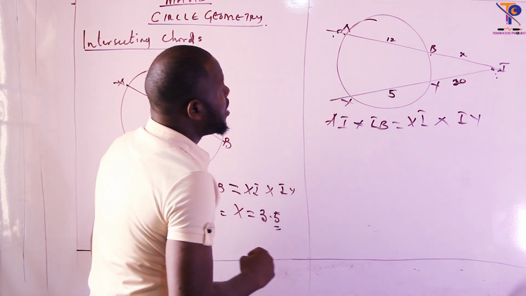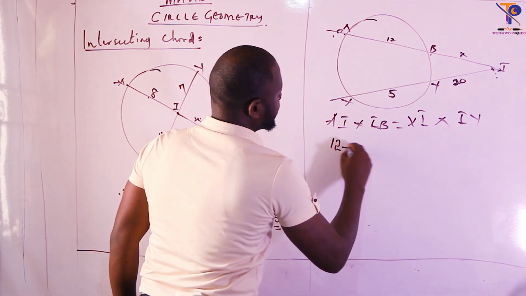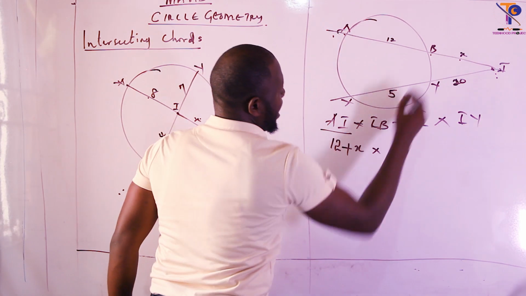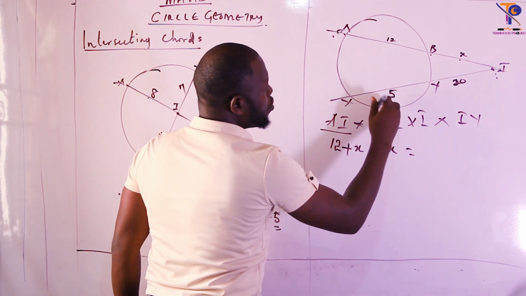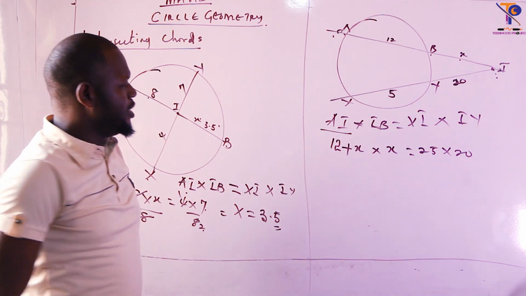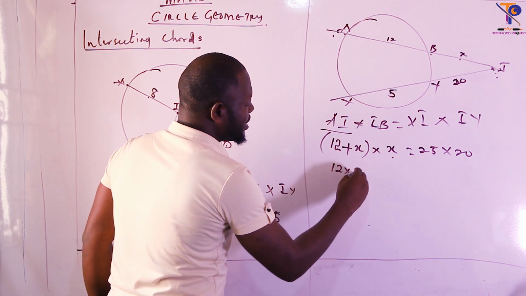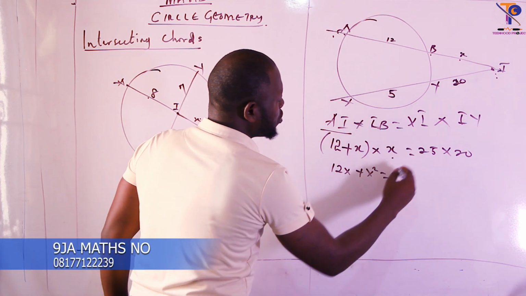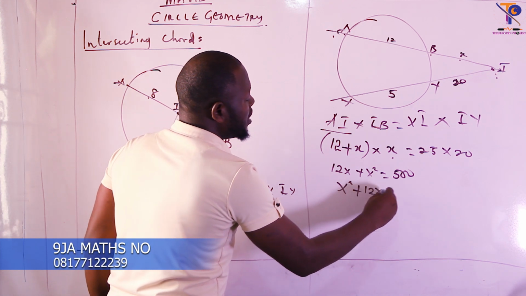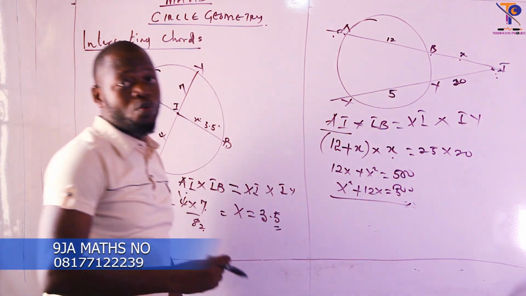Going by this formula, I will have (12 + x) multiplied by x, please note, equal to 25 multiplied by 20. Interesting, right? So from here we have 12x + x² = 500. Then you find a way of solving this using a quadratic equation.